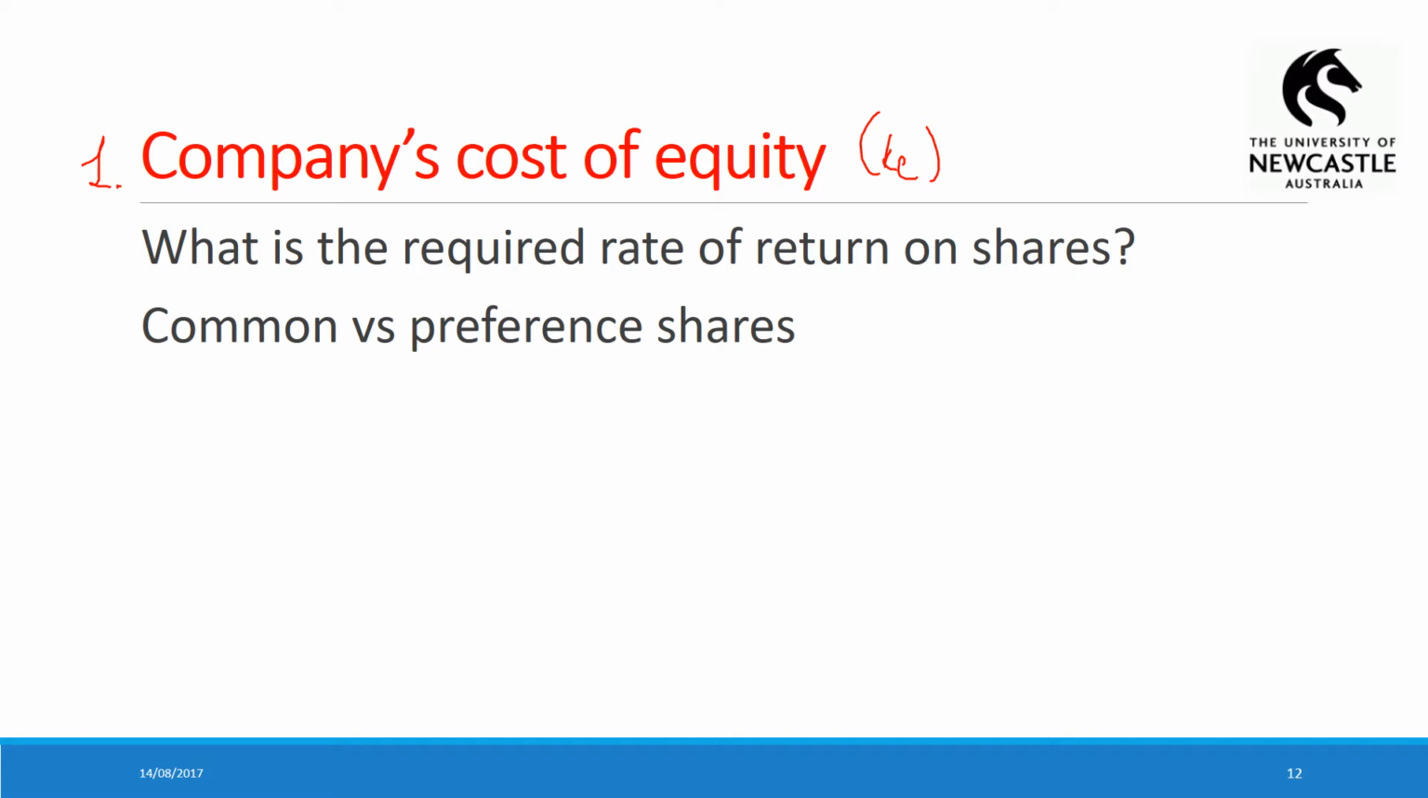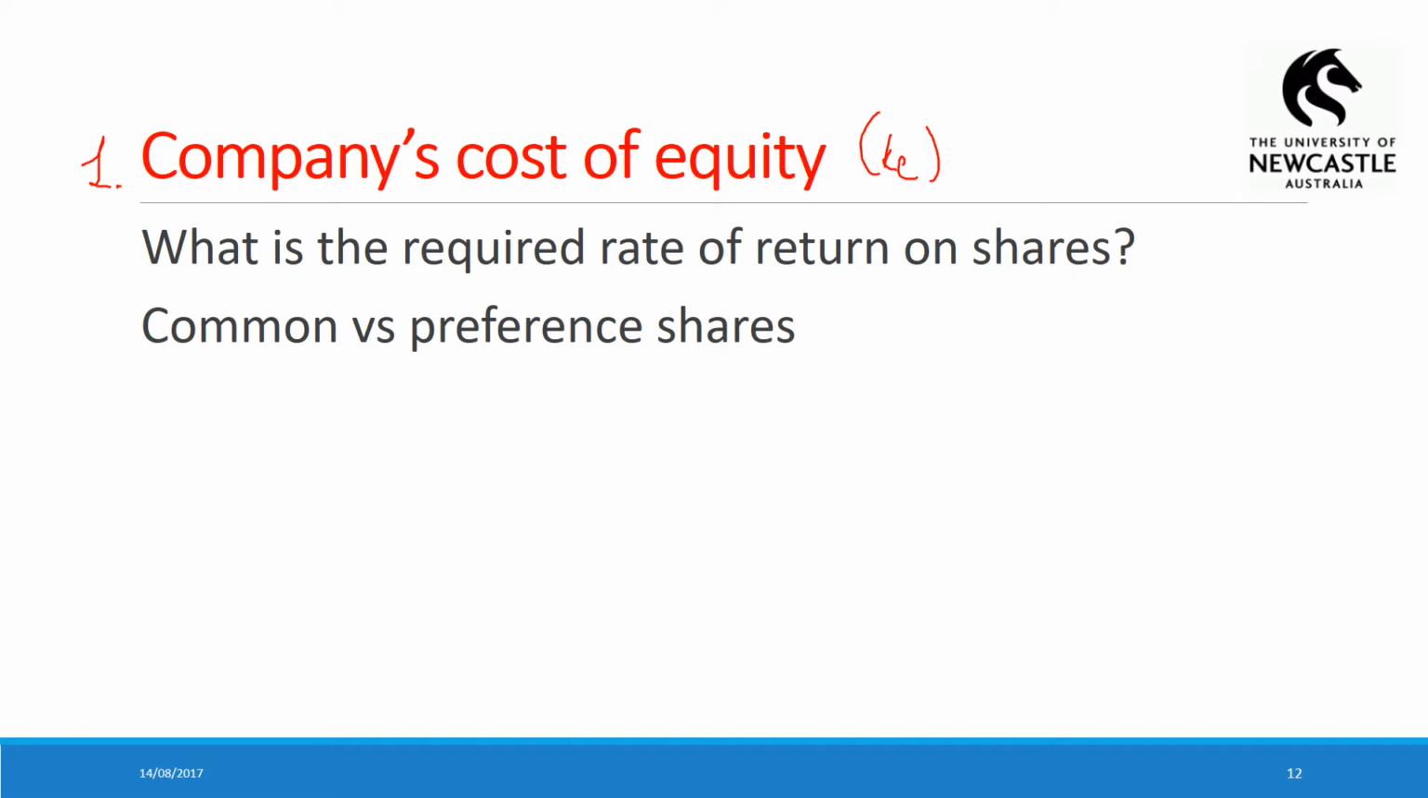With common shares, the return on common shares reflects the firm's business risk, right? Because the value of common shares is the residual value from the firm's cash flows. So the common shares have the same volatility as the business risk plus the financing risk, right? So common equity holders bear the default risk of the firm.